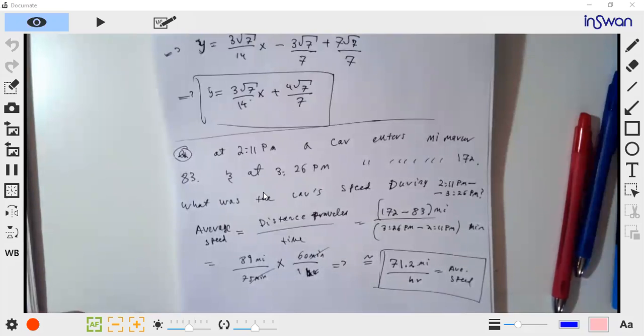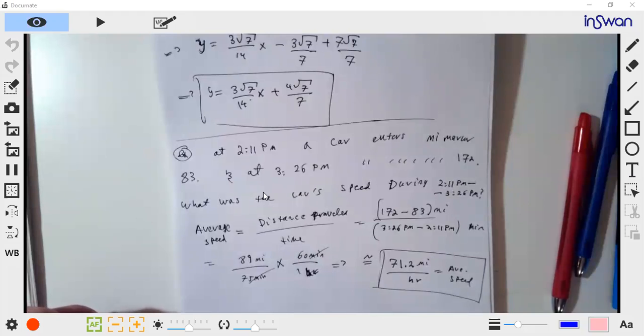Well, we all know that that's not the case. Cars don't just stay at 71.2 miles per hour. They fluctuate. They go a little faster, they go a little slower. There could be wind, there could be traffic, there could be someone coming into your lane. So we know that this is not accurate. We know that this is the average speed, but it's a very crude piece of information.